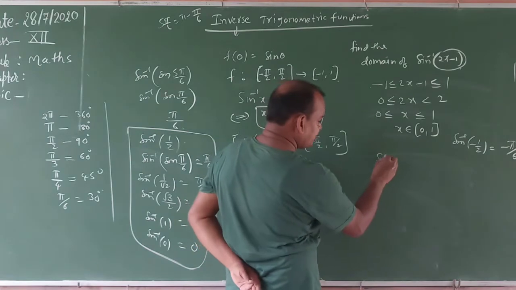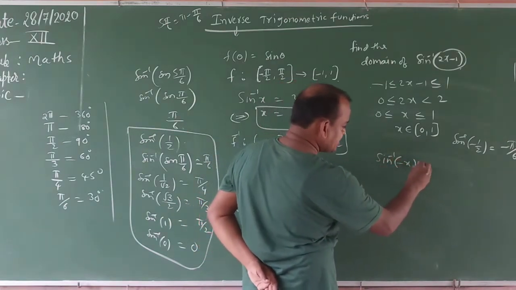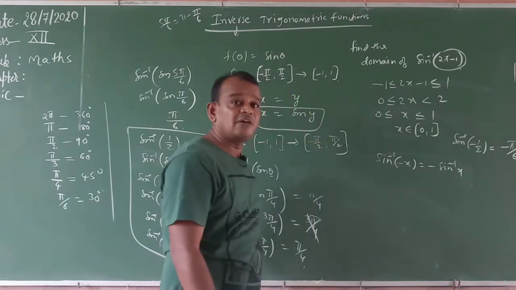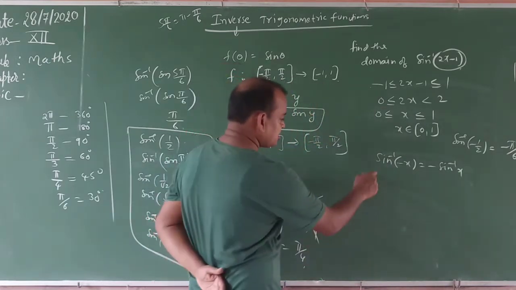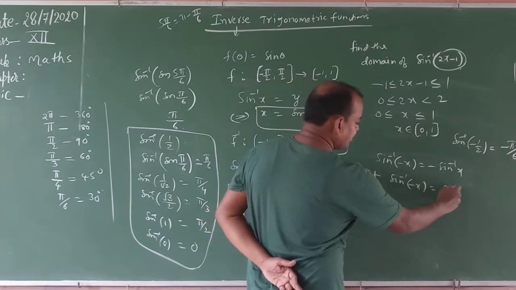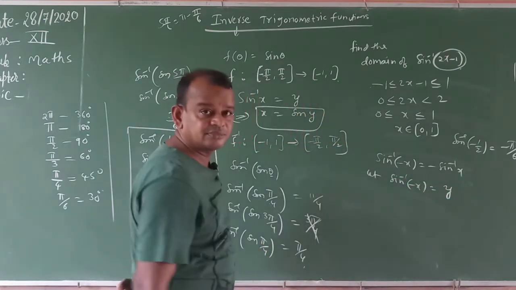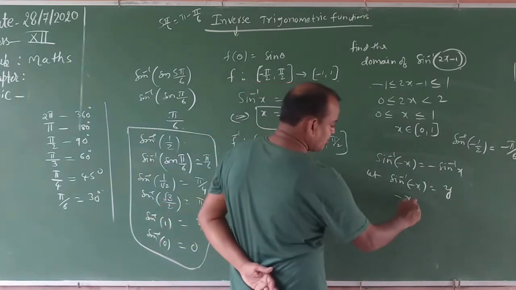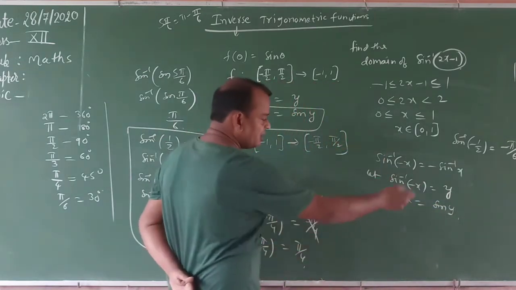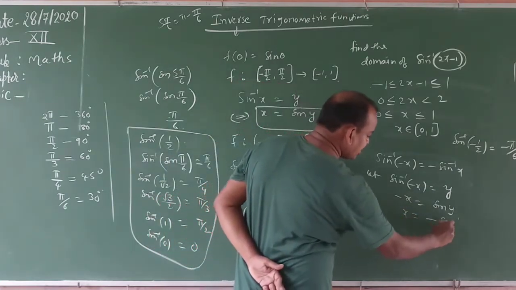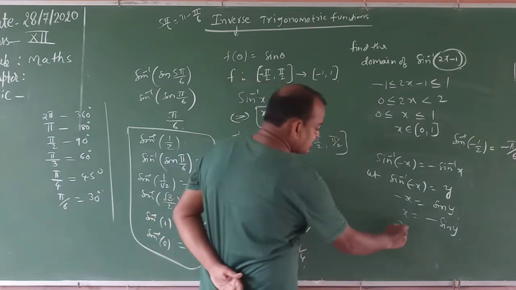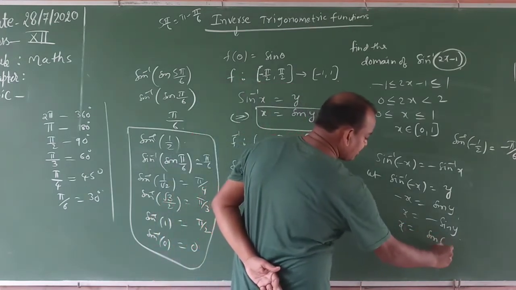Sin inverse of minus x is equal to minus sin inverse x, where x belongs to minus 1 comma 1. How is it possible? Suppose sin inverse of minus x is equal to y. Now minus x is equal to sin y, so x is equal to minus sin y.